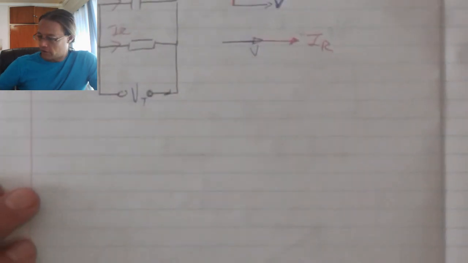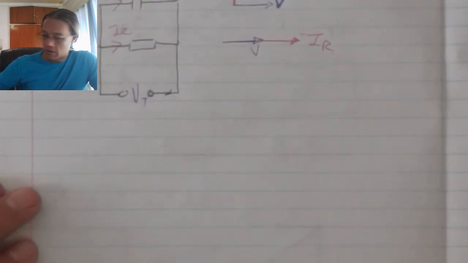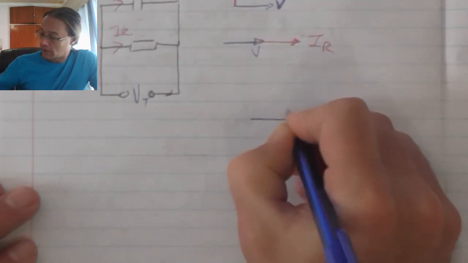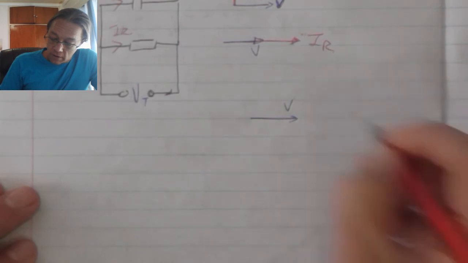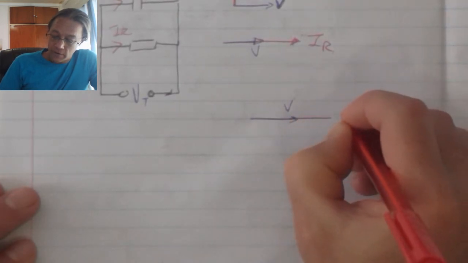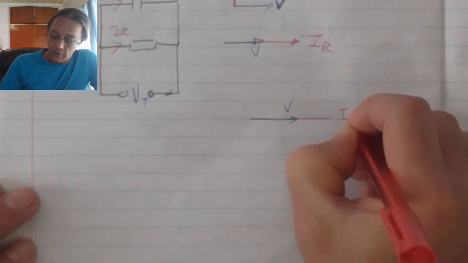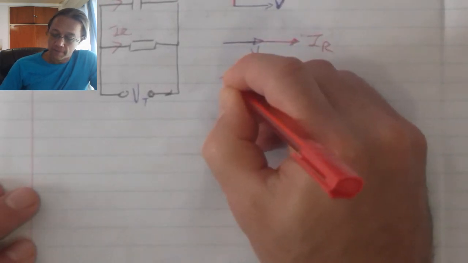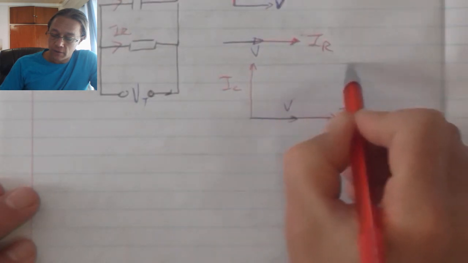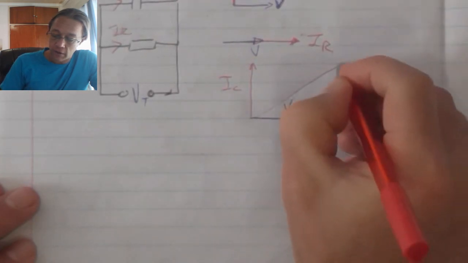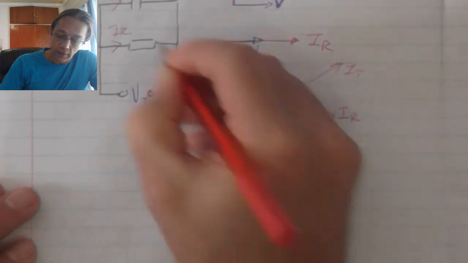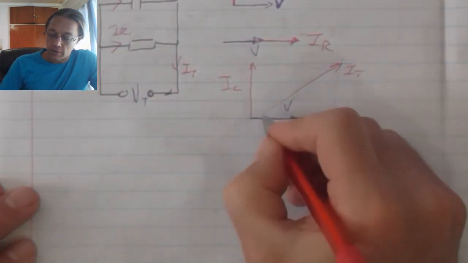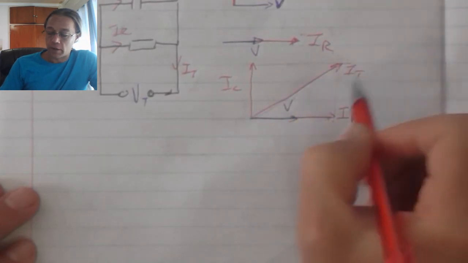When combining these two aspects, voltage is the reference, the resistor current versus the capacitor current, and when combining those two, again we get the total current, which combines and serves as my supply current.